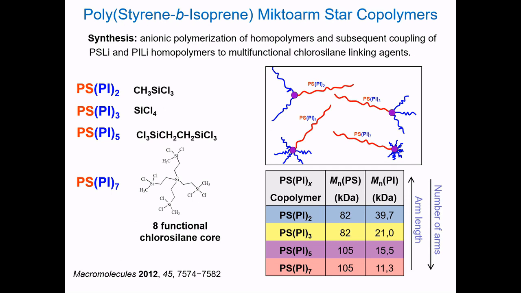Miktoarm star copolymers were synthesized by anionic polymerization of individual homopolymers and their subsequent coupling to chlorosilane linking agents of different functionality. Theoretically, all samples consist of one long polystyrene and several polyisoprene arms, the length of which decreases with increasing number of arms in the star. So, all samples should have about the same molecular weight and chemical composition.